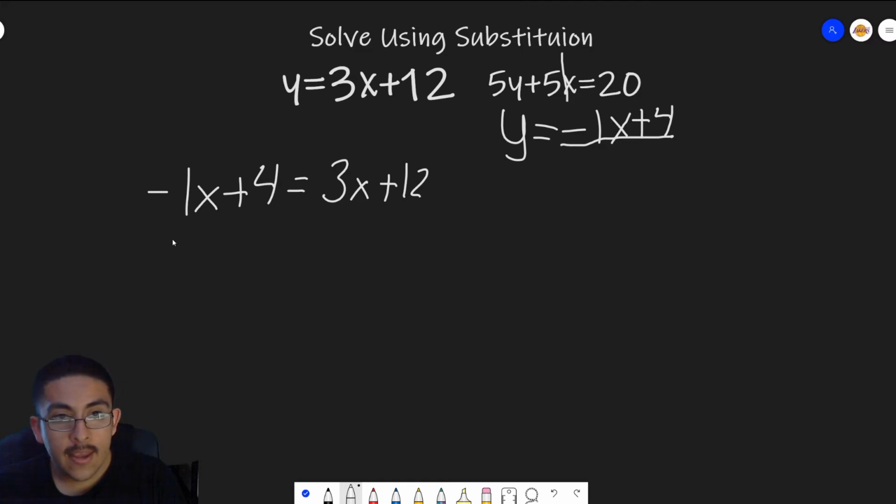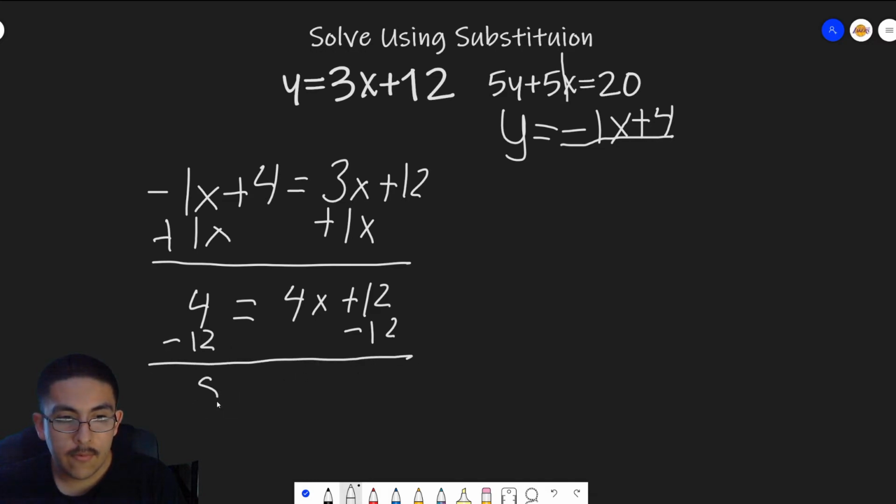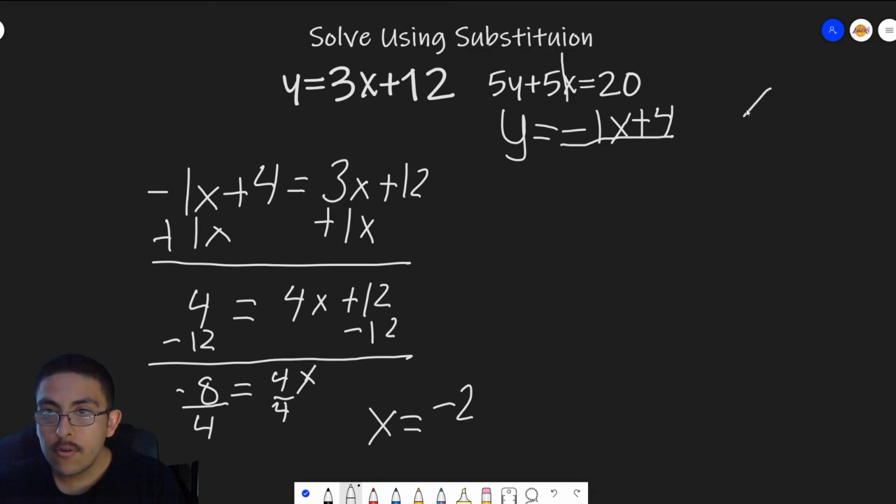We just want to isolate the x on one side. So we could do plus 1x plus 1x. That gives us 4 equals 4x plus 12. We want to subtract the 12 to get x on one side by itself. And then we're going to get negative 8 equals 4x. But we have this pesky 4 in the way of x. We could just divide by 4, divide by 4, and then x is going to equal negative 2. So let's write this up here. X is going to equal negative 2.